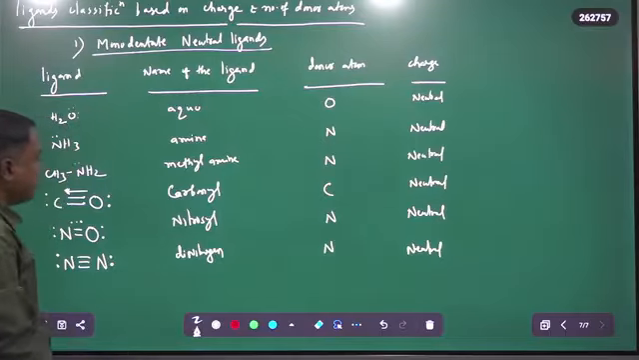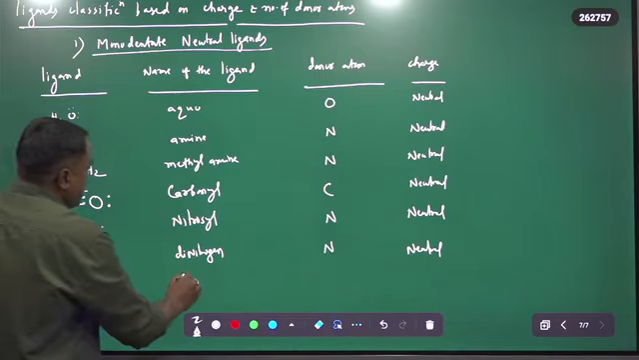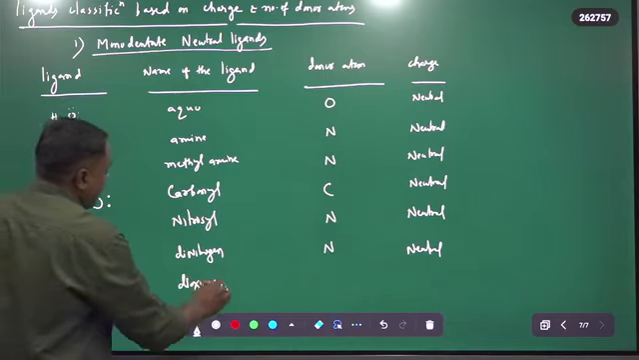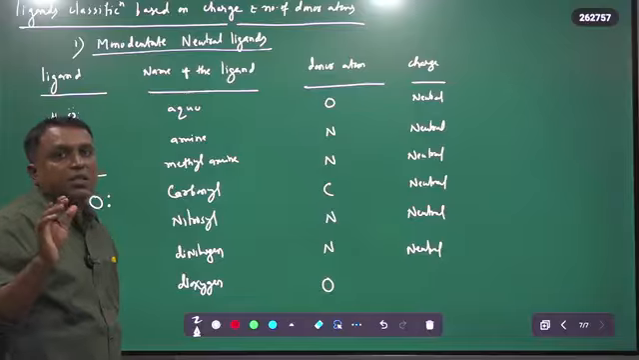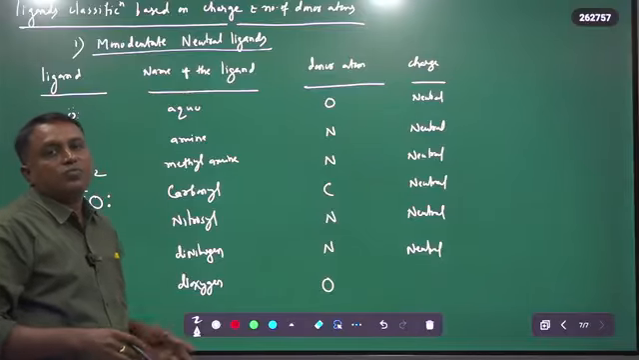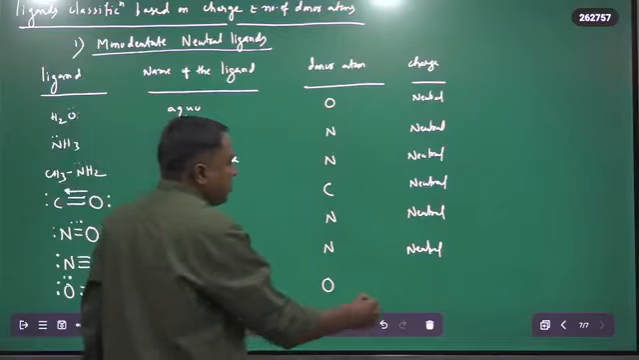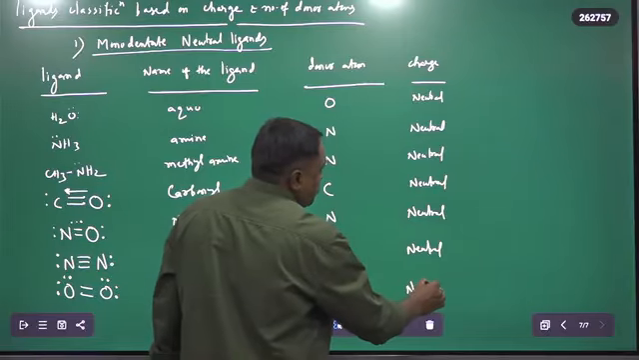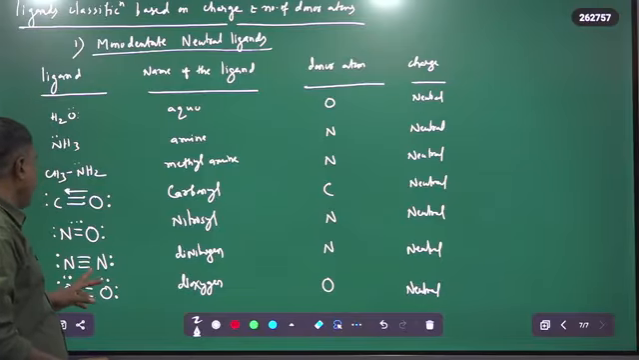And dioxygen. What is meant by dioxygen? O2 is dioxygen. On each oxygen we have two lone pairs. This is called dioxygen, and the donor atom is oxygen. Oxygen can donate an electron pair to the central atom in complex compound formation. It is also neutral in nature. So H2O, NH3, methylamine, carbonyl, nitrosyl, dinitrogen and dioxygen.